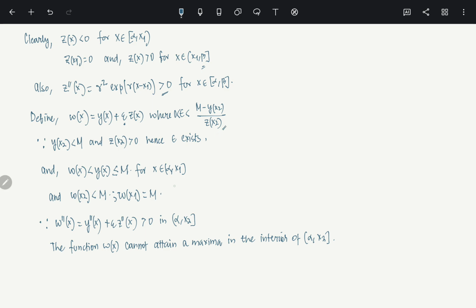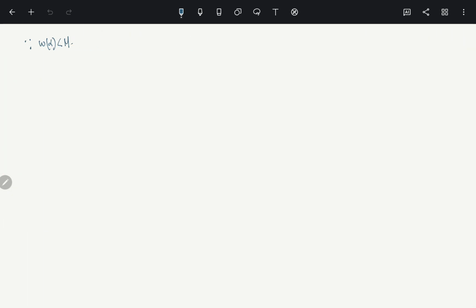W at the point alpha is less than m, right? See, W at the point alpha is less than y at the point alpha, which is less than m. So W at the point alpha is less than m. W at the point x2 again is less than m, and W at the point x1 equals m. Is it okay?